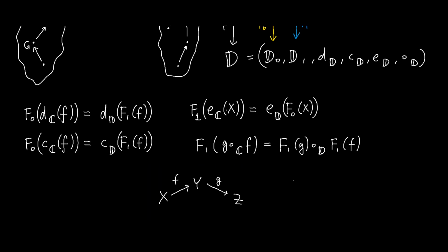So how do I know that when I apply F1 to F and F1 to G, these two arrows will still match here? So in other words, the codomain of that arrow will be the same as the domain of the other one.